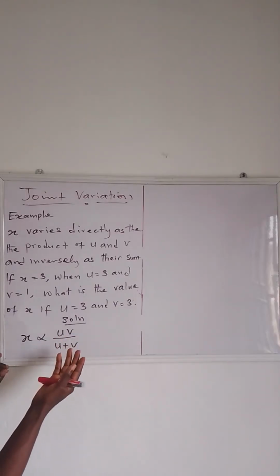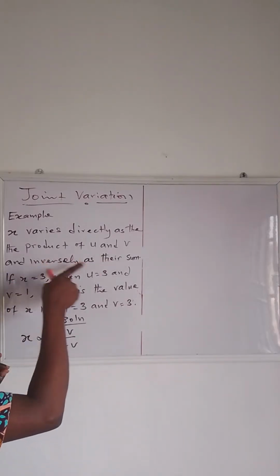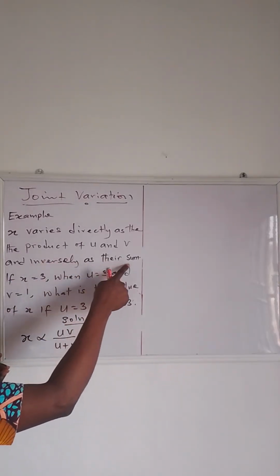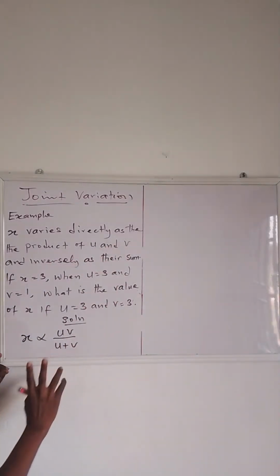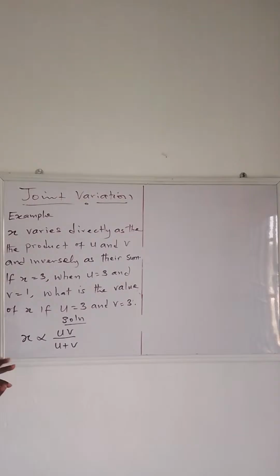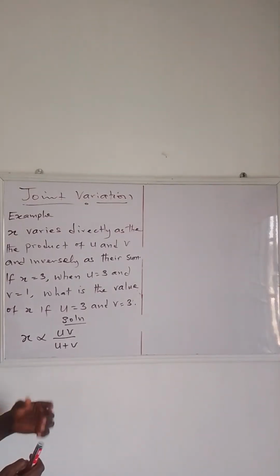So it's going to become a fraction. So now, inversely, as their sum. Which sum? The sum of U and V. So that's what we have here. So this is the relationship. Now from here, we introduce the proportionality constant.